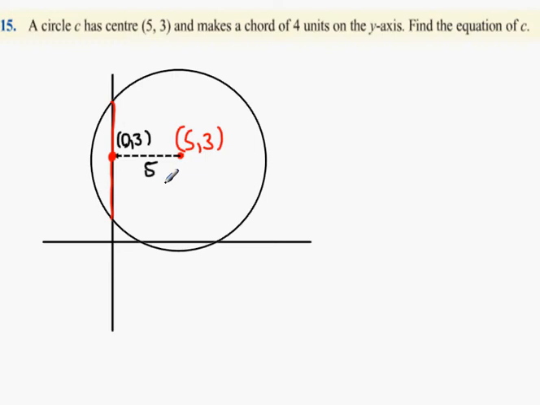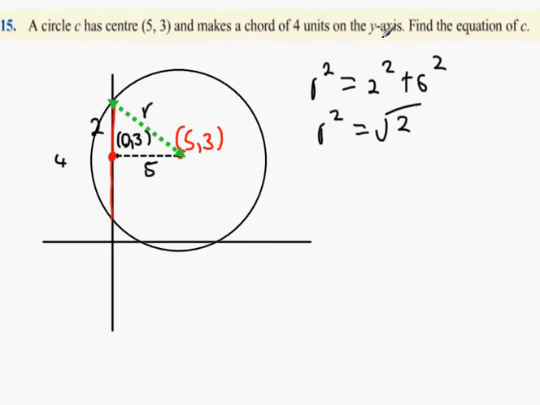The red line is a length of 4. When you halve that, you get 2. Now all of a sudden, you can draw a green line, which is the hypotenuse of that triangle. Call it r, such that r squared equals 2 squared plus 5 squared. r squared equals 29. So r equals the square root of 29.